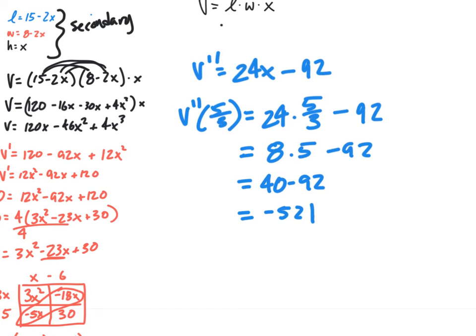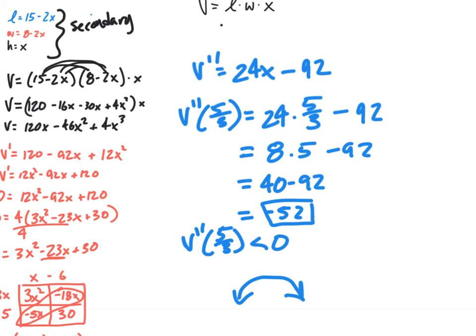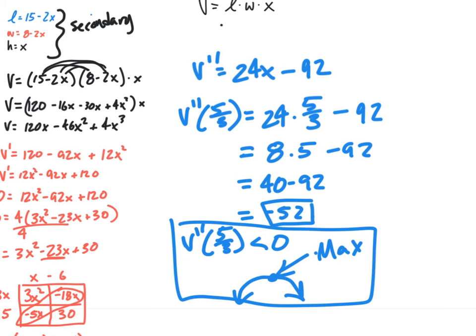And so what I know about this is that this number here is negative. Okay, so v double prime of 5/3 is less than 0, which means that my second derivative at this point is concave down. So if this is concave down, my critical point here would have to give me a maximum. Okay, so this is just the test to show that we have a maximum value.